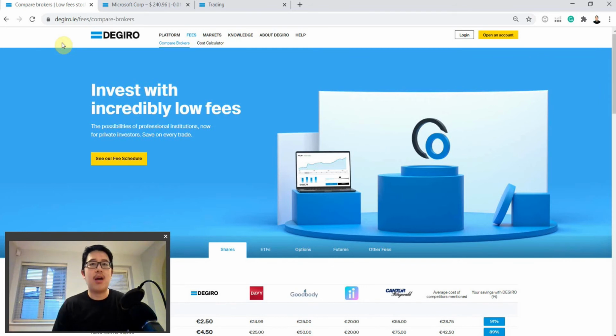I know some brokerage accounts, like Interactive Brokers, charge you a fee if you're inactive on the platform. But for Degiro, they don't charge you any inactivity fees. So for example, if you want to leave an initial investment and hold the shares for the long term, and you don't want to actively deposit money or actively trade on the platform, you can just leave it. They don't charge you any inactivity fees.